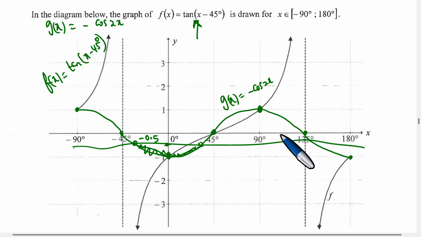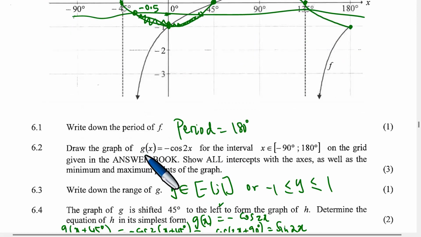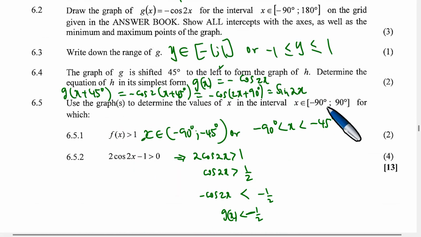Okay. But obviously we must confine ourselves between minus 90 and 90. Between minus 90 and 90, okay, between minus 90 and 90.